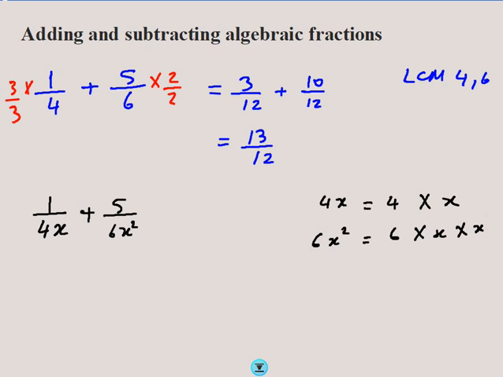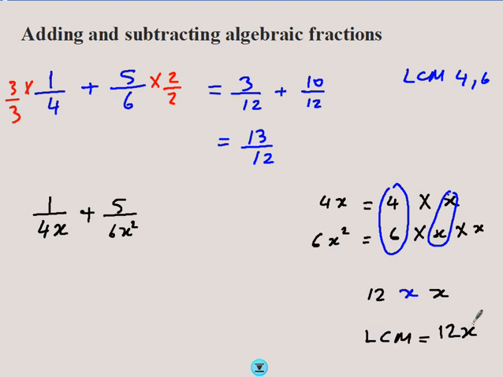We consider the numbers first, and I'm not going to go over how we find the LCM of the 4 and the 6. I'm going to take it as given, and you know that it is 12. But as far as the variables are concerned, the same process applies. There is an x here and an x here. So we take one of them, and what remains is also taken. So the LCM is 12x squared.